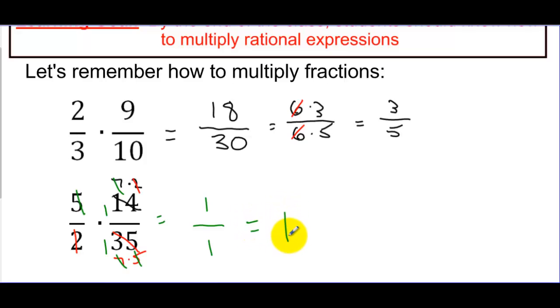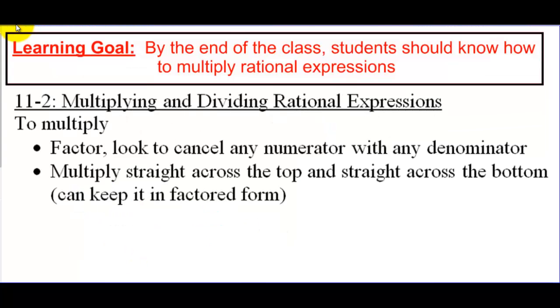Okay, so we have two big concepts. Multiply all the way across the numerator, all the way across the denominator, and we also have the ability, before we do any of that multiplying, to simplify the expressions by canceling any factors that match on the top and the bottom. Okay, so let's take a look at multiplying. So we're saying to multiply or divide rational expressions, we are going to factor and look for anything that cancels in the numerator with anything in the denominator. It doesn't even have to be in the same fraction. It could be in two different fractions, and if we can find a match, we can cancel.